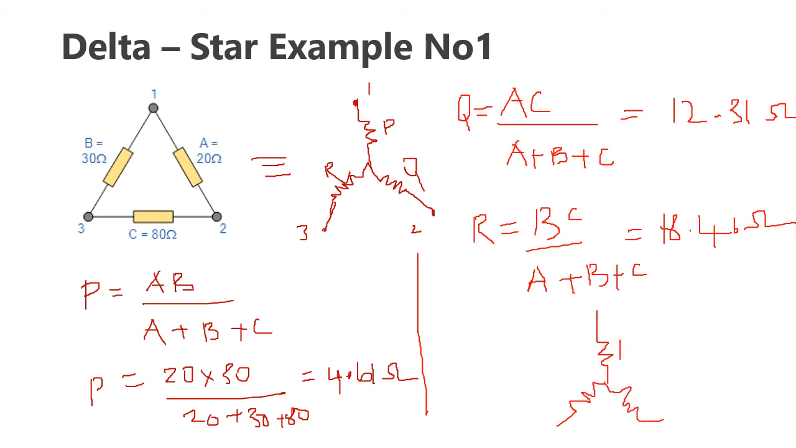So here we use 4.61 ohm for P, here Q is 12.31 ohm, here R is 18.46 ohm. So this is the equivalent star network to our delta network. So, very easy question.